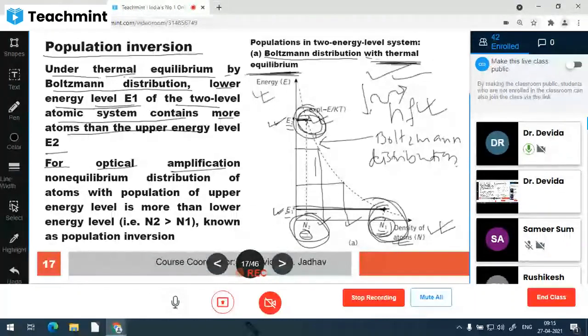For optical amplification, now again I will read this. For optical amplification, a non-equilibrium distribution is required.